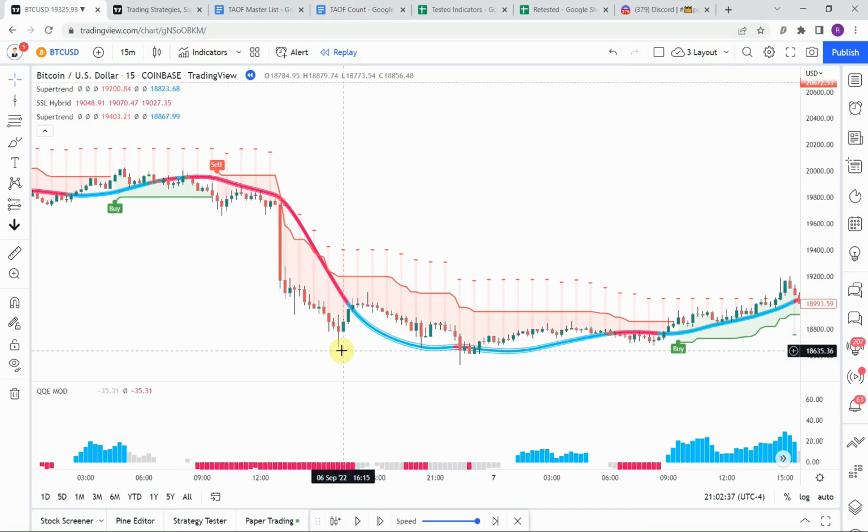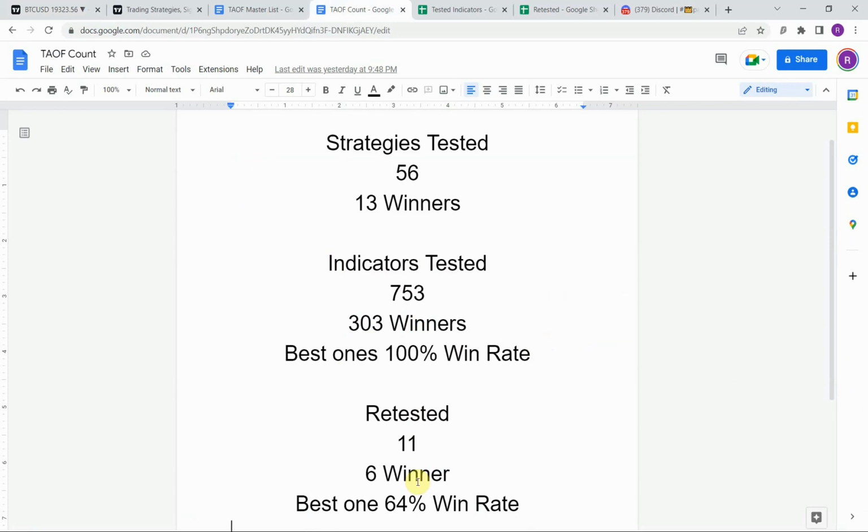Today, we will be revisiting an SSL hybrid trading strategy. Before we do, though, I wanted to put the testing scoreboard up for everyone to see. So to date, we have tested a total of 56 different strategies, with 13 of them being profitable. We've also tested a total of 753 indicators, with 303 of them being winners. The best ones so far were able to achieve a 100% win rate.